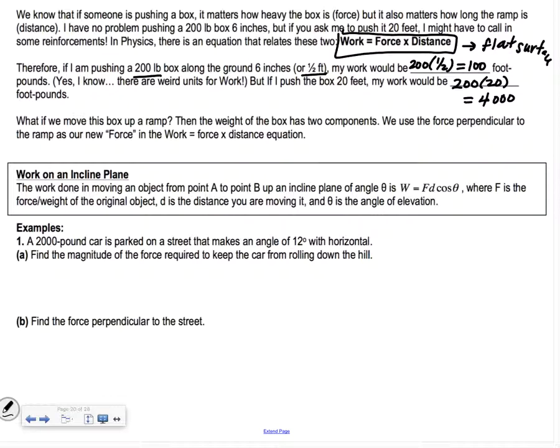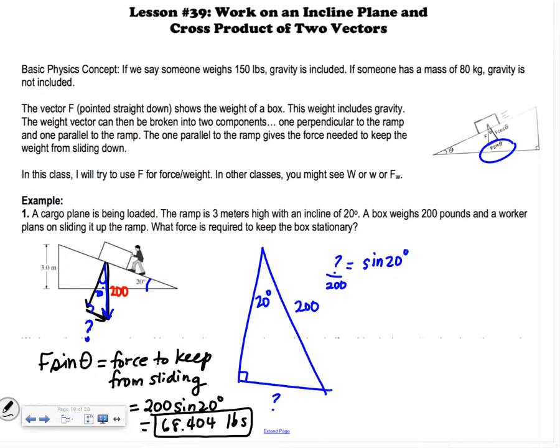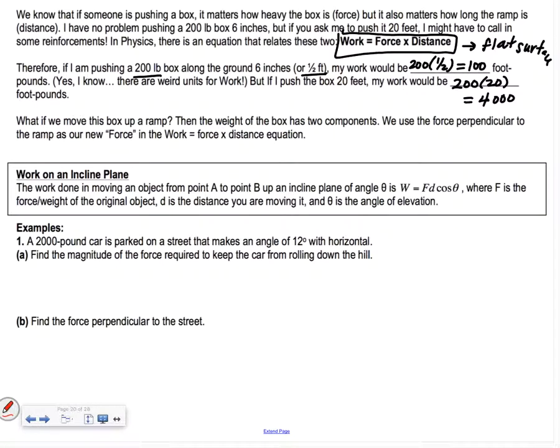So if we move this box up the ramp, you end up using the force that's perpendicular to the ramp as the new force in the work equation. It's basically like you're taking this plane and you're pretending that it's a flat surface, like you're rotating it. Do you guys understand what I'm saying? It's like if I take this and I rotate it so it is flat, right? But the force that I'm using is the one that's straight perpendicular with that. So what's that? That's the F cosine of theta. Do you guys see what I'm saying? So I don't use just the weight of the box anymore. I use F cosine of theta for my weight.